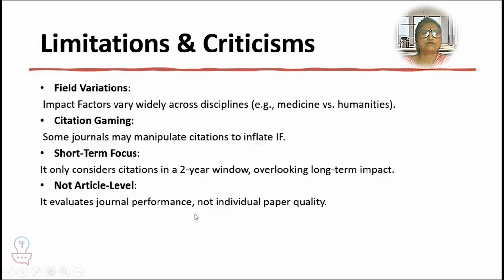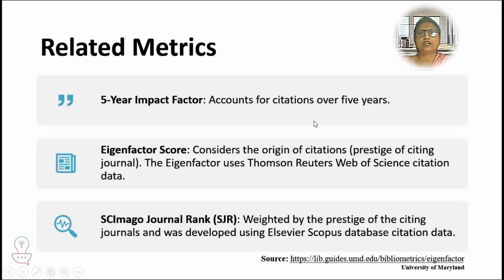Some related metrics are the 5-year impact factor, which accounts for citations over 5 years. Another metric is the Eigenfactor score. It considers the origin of citations. And the next metric is SCImago Journal Rank, that is SJR. It is weighted by the prestige of the citing journals and was developed using Elsevier Scopus database citation data.